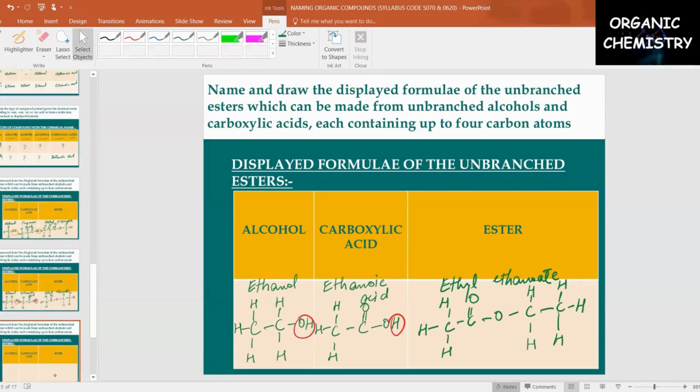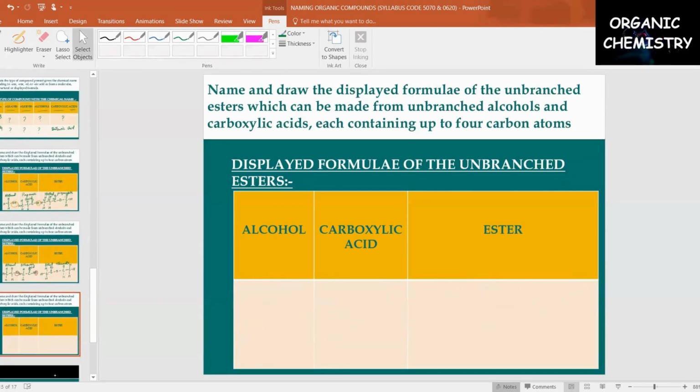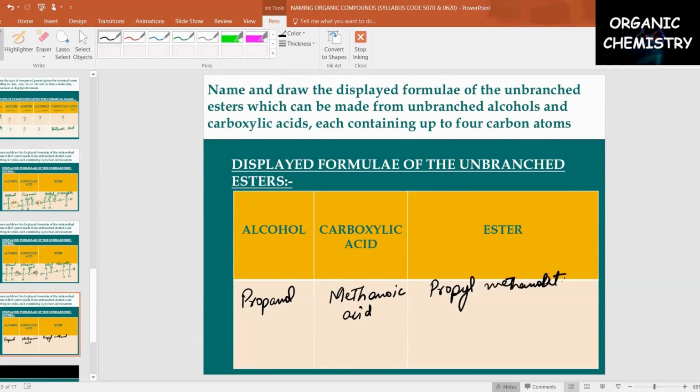Now work out the third ester, which can be made from alcohol, propanol, and carboxylic acid, methanoic acid. For your convenience, I am writing the name of the product. You will get propyl methanoate.